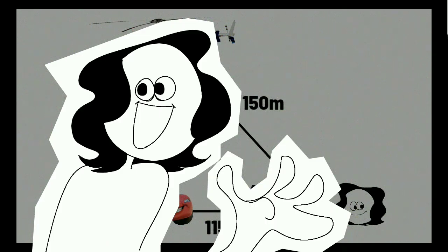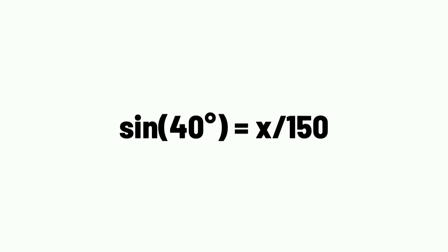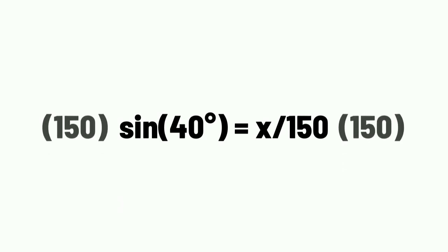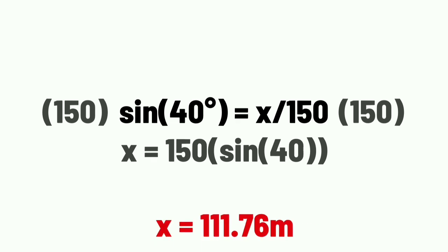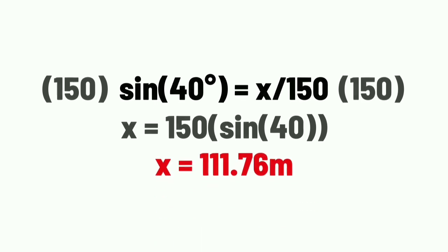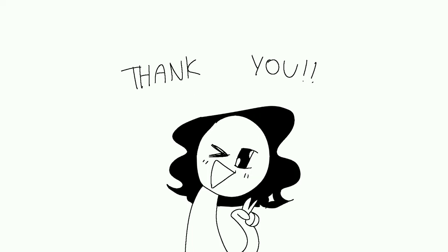Our hypotenuse is 150 meters and the angle is 40 degrees. If we're finding the distance from the airplane to the ground, that means x is the opposite, then we'll be using SO. So our equation will be sin 40 is equal to x over 150. Multiplying both sides with 150, we'll have x is equal to 150 multiplied sin 40. Our answer will be 111.76. I hope you learned something in the basics of trigonometry, and thank you for watching.